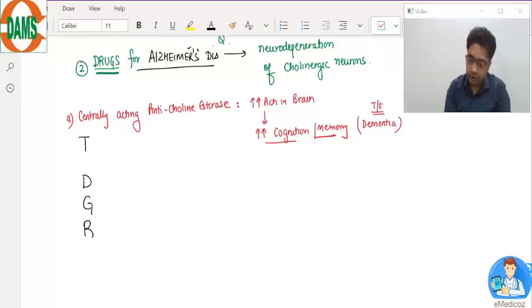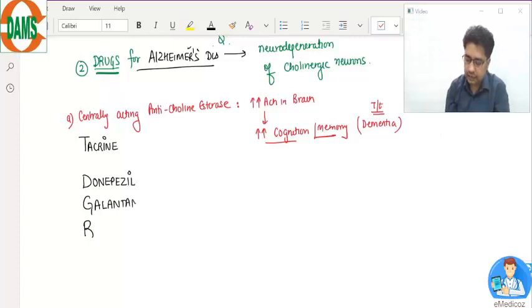The T stands for tacrine. Second, you will write donepezil, galantamine. These drugs are very important for you. And lastly, rivastigmine. So, tacrine, donepezil, galantamine, and rivastigmine.